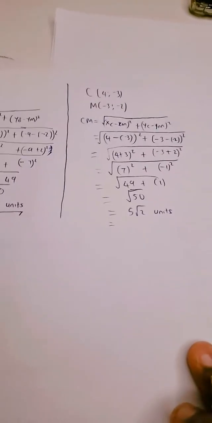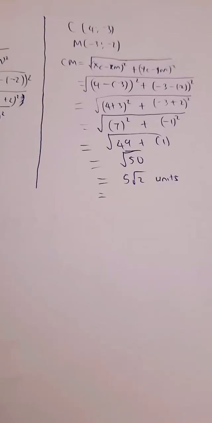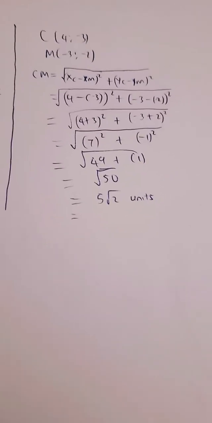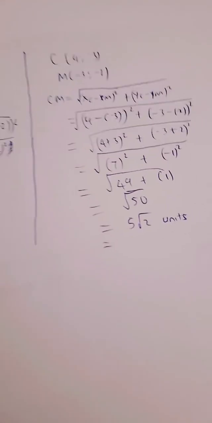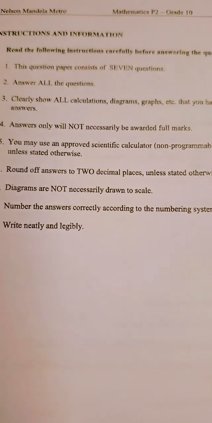Yeah, and guys, remember that when they have said nothing about leaving it in simplest surd form, can I ask someone to put this into the calculator and round it off to 2 decimal places? Because that's what we have to do if they are silent about surd form. We revert back to the instructions and information: round off answers to 2 decimal places unless stated otherwise. So please, guys, round off answers to 2 decimal places. Are we together?